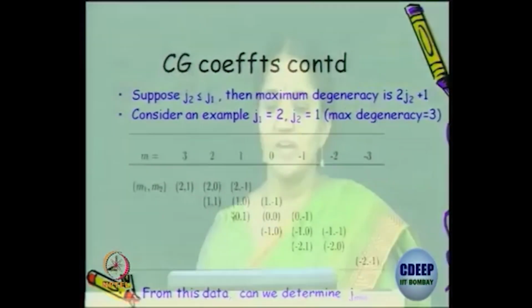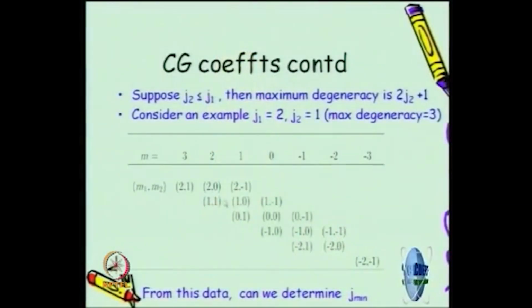Just to put your hands and check out for something else also. Take J1 to be 3 by 2 and J2 to be half or something and check it out. What is the degeneracy? Or J1 to be 5 by 2 and J2 to be 1. Check out what is the degeneracy. Just for you to see this table, how the degeneracy is seen. From this data, can we determine J minimum? A degeneracy 3 will kind of indicate that J minimum is the one which is 3-dimensional.